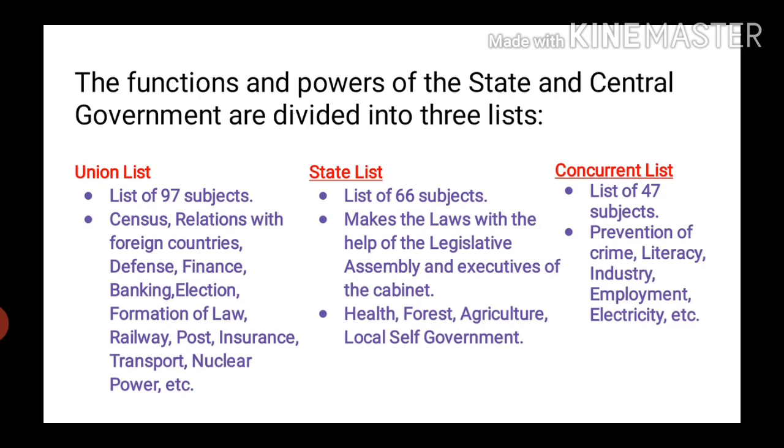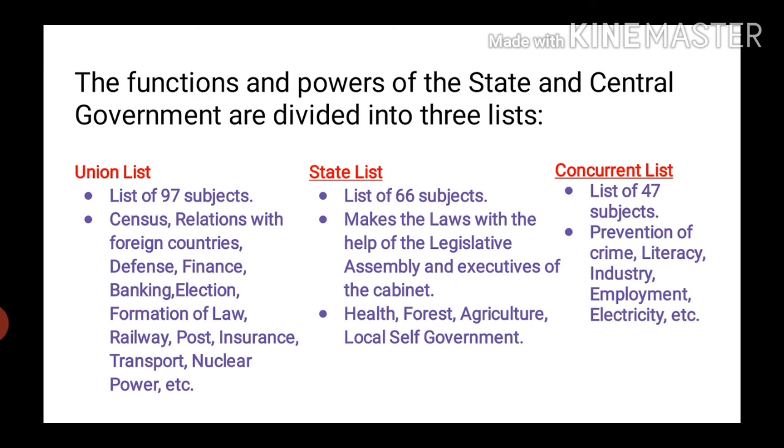Now, the functions and powers of the state and central government have been divided into 3 lists: the Union list, the State list, and the Concurrent list. The Union list has 97 subjects. For example, census, relations with foreign countries, defense, finance, banking, and so on.